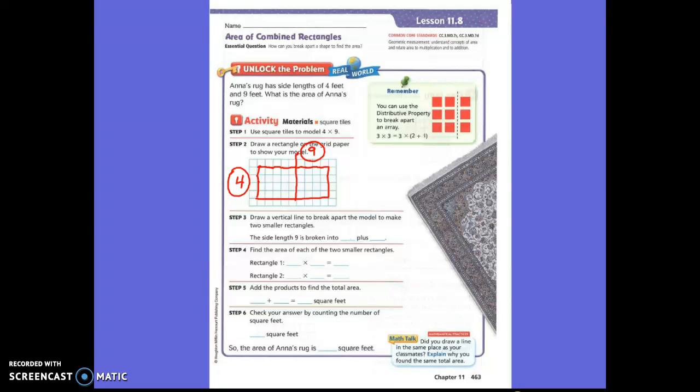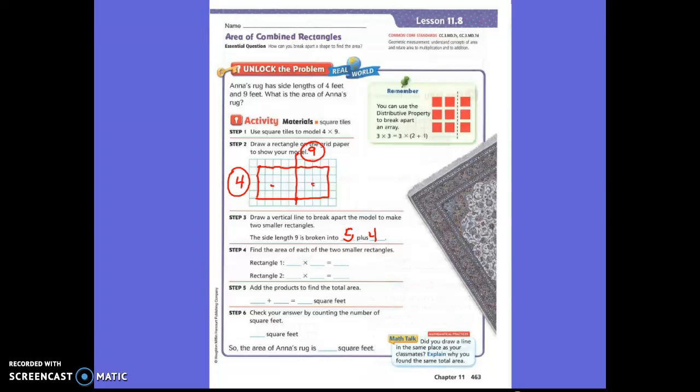Okay. Now we split this. So instead of finding 4 times 9, we're going to find the area of this rectangle first, this one, and then we're going to find the area of this rectangle next. Okay? So step 3, we drew the vertical line. Now the side length is broken into, we said, 5 plus 4. Okay? So now let's find the area.